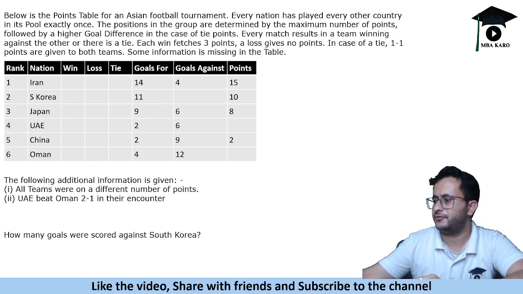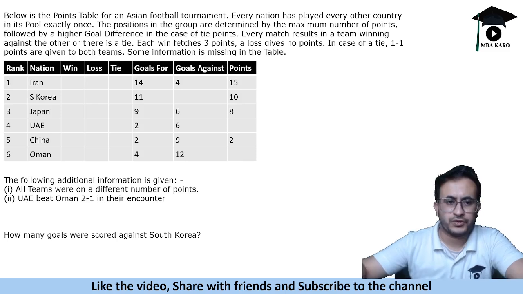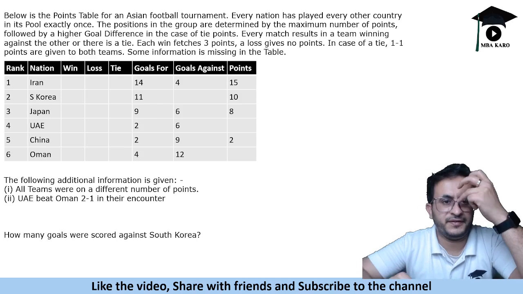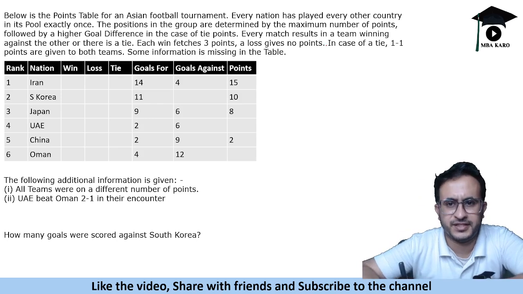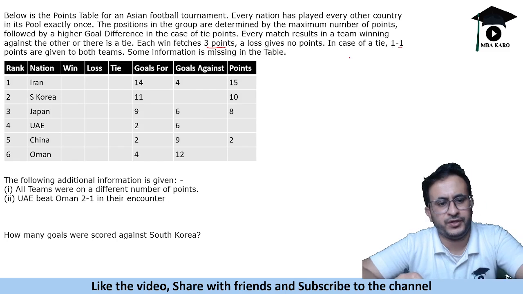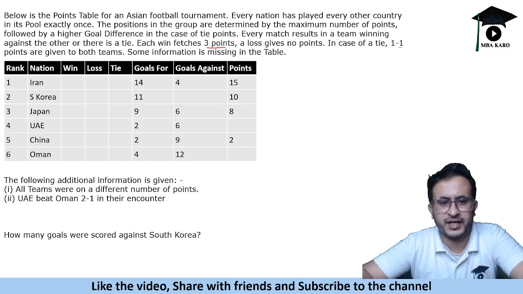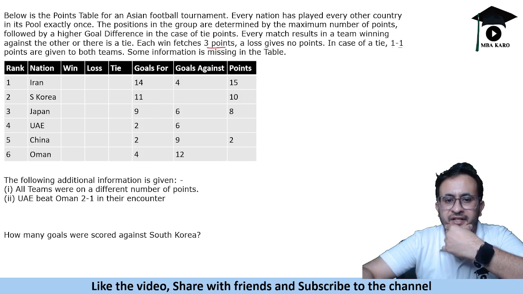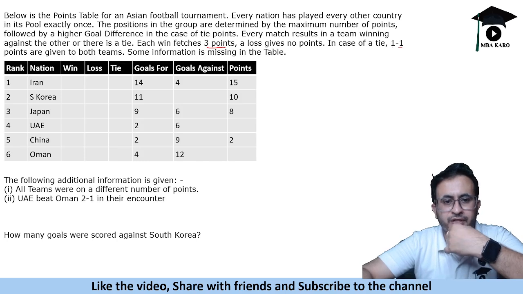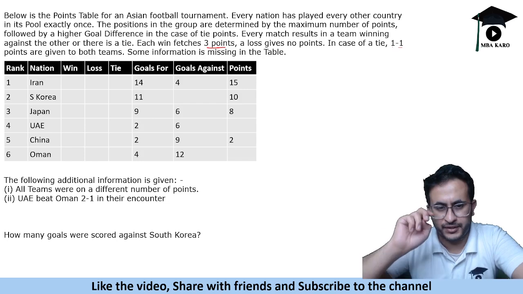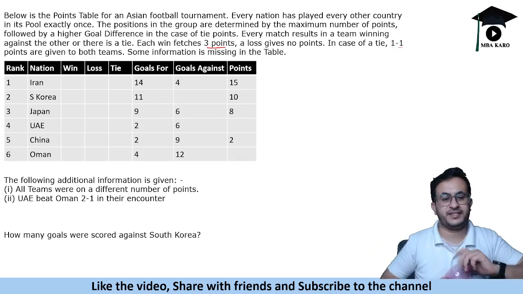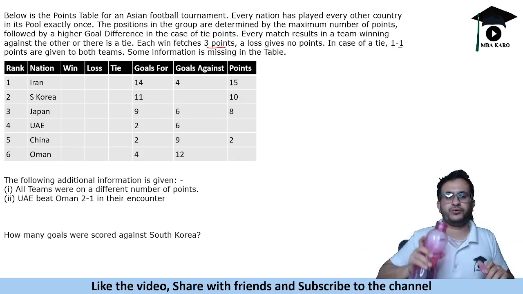Let's see if you can get the scorings. We are given this table, and we are given that each match results in a team winning against the other, or there is a tie. In case of a win, there are 3 points, and a loss gives no point. A tie gives 1 point each. Additional information is given to us that all teams were on a different number of points, and UAE beat Oman 2-1 in their encounter. The first question is very simple. It says: how many goals were scored against South Korea?